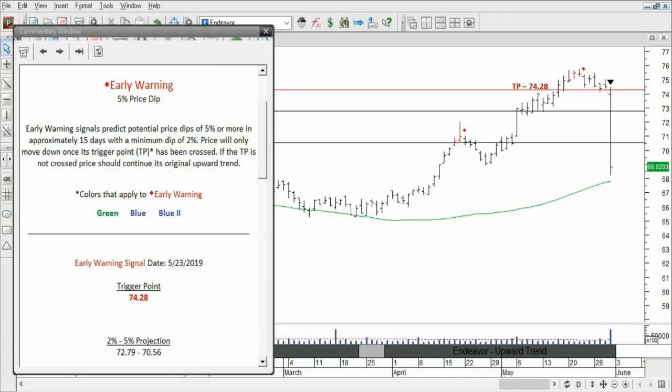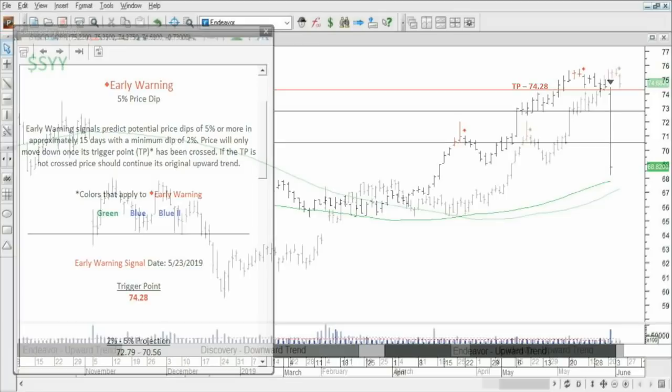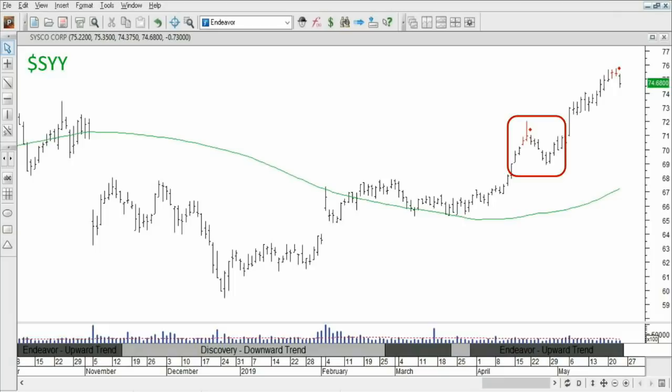So now let's go back and take a look at that early warning signal from April. Now, at first glance, this one looked like it failed because price didn't really move down all that far. But in actuality, price fell 2.5% from its trigger point. And I'll be the first to admit, you're not going to get rich making 2% on your money per trade. But not every trade can be a really big win.